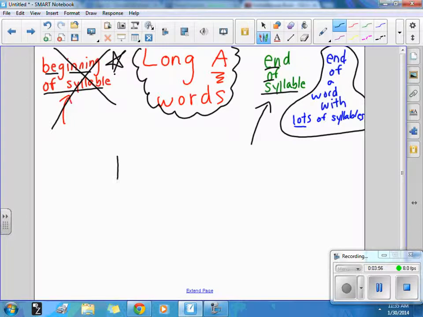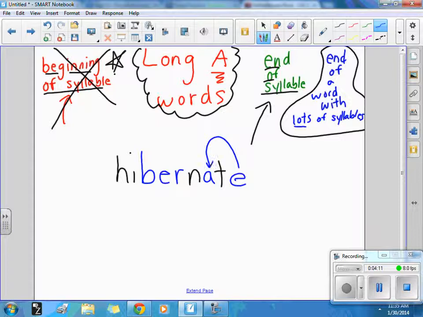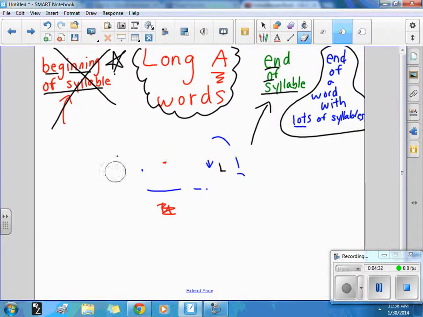We've got a beginning. Hi. Bur. And towards the end of the word, we've got n-a-t-e. This Magic E jumps over the consonant, taps on the A. It says, say your name, and the A says A in hibernate. Do you hear that long A sound? Please don't forget this E. Some people think it sounds like a U, but it's really an E, so don't let that one trick you. All right? Go ahead and erase.